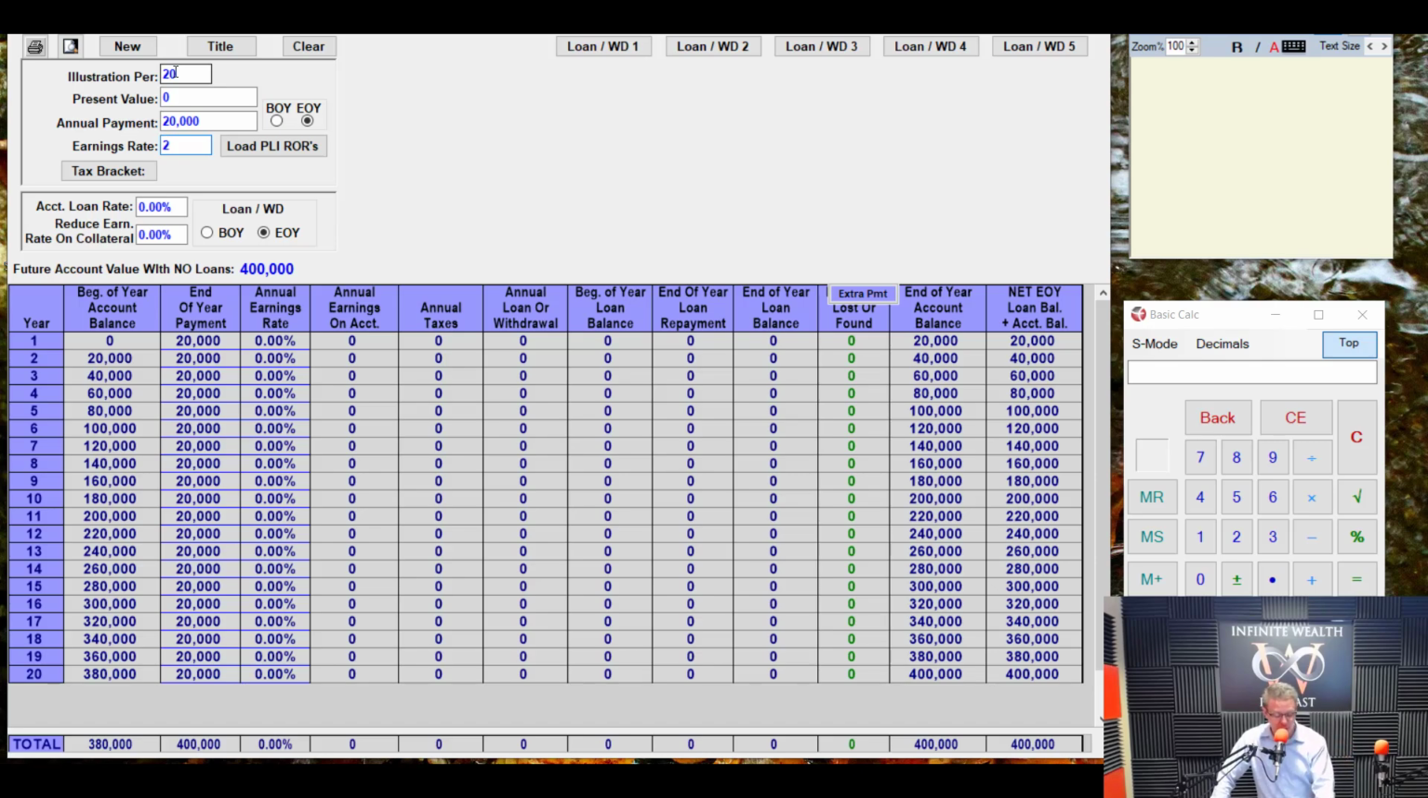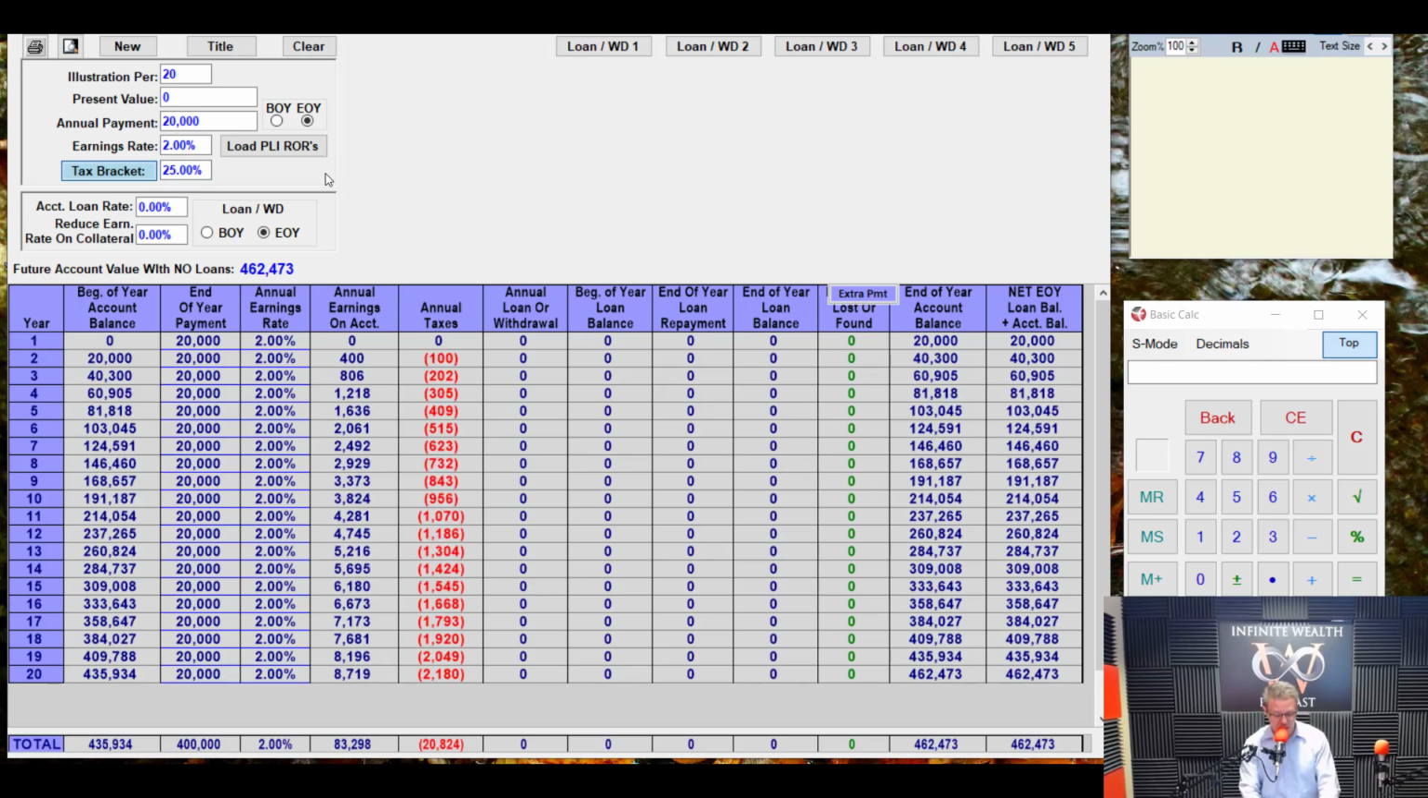Let's be conservative and say that you're going to earn 2%. On that 2%, that is also taxable. Let's just say you're in the 25% tax bracket here. So our baseline is if you were to save $20,000 a year at 2% in the 25% tax bracket, we'd have a baseline of 462. So let's see. Savings is going to be 462, 473.